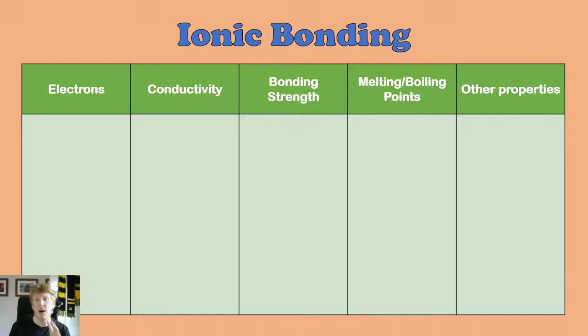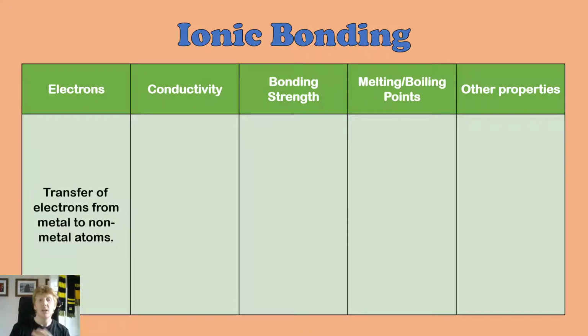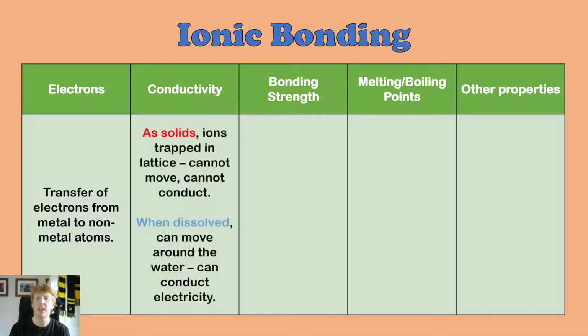So let's think about ionic bonding. What happens to electrons? Well, they were transferred. So there's a transfer of electrons from the metal to the non-metal atoms. Cool? Conductivity. All right, in that lattice structure, all those positive and negative ions are stuck together. They're locked in that structure. They can't move. And if they can't move, they can't conduct, okay? So as solids, the ions are trapped in a lattice. Therefore, they cannot move. Therefore, they cannot conduct electricity.